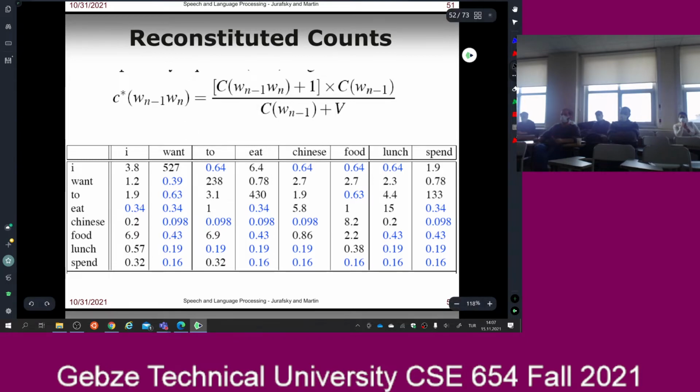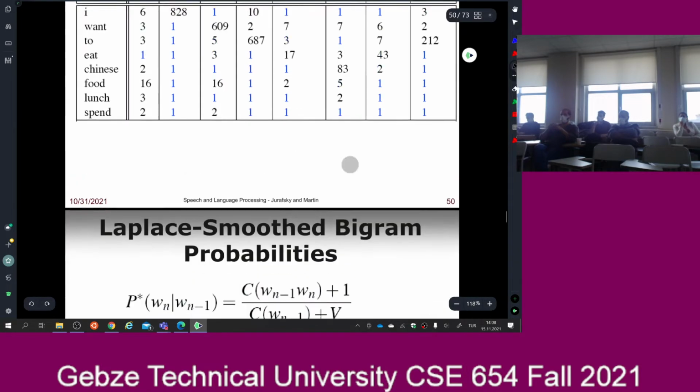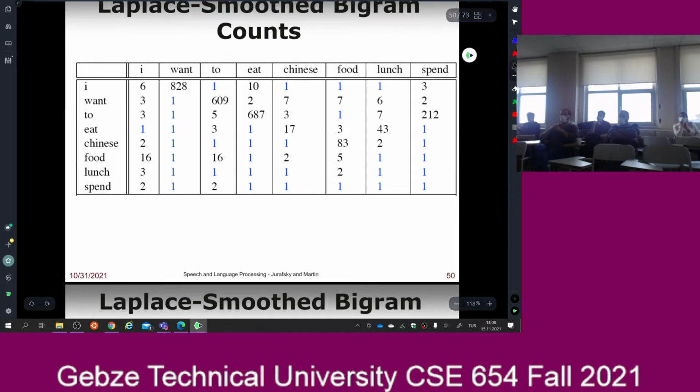Chinese want, it says, occurs 0.098 times. So these are not integers anymore, obviously. The occurrences have changed a lot. I wonder what this is. What was eat food? Eat food was 3, now it became 1. So all the numbers went down, because I need to increase these numbers from 0 to 1, right? That's why all the numbers have decreased.